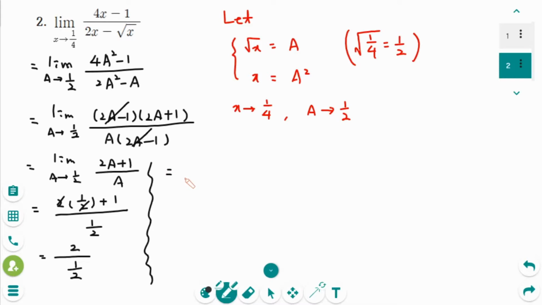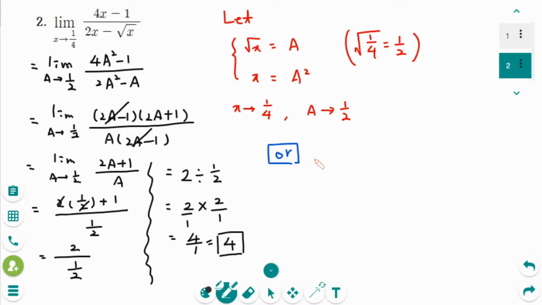This one is the same as 2 divided by 1 over 2. And then change the division into times and flip upside down, 2 over 1, and make a fraction. This is 4 over 1. The answer is 4. Or, this is 2 over 1 over 2. So make the numerator into a fraction by putting it over 1 like this. And then outside over inside. So outside over inside is the same answer.